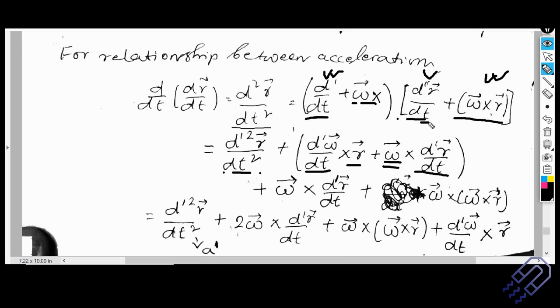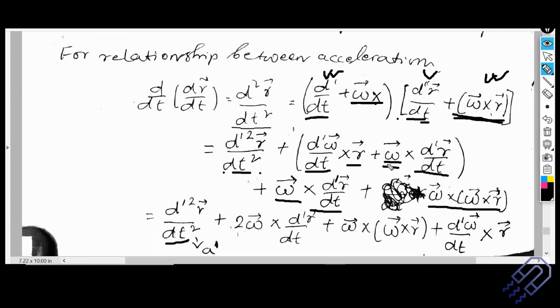Omega cross d'r bar/dt, plus omega cross r. I think you might have seen this term before also, but we are going to discuss this later. Omega bar cross r. So what is this term? Acceleration in the prime set. So it is a dash; even if you don't write it, just put it this way, fine.